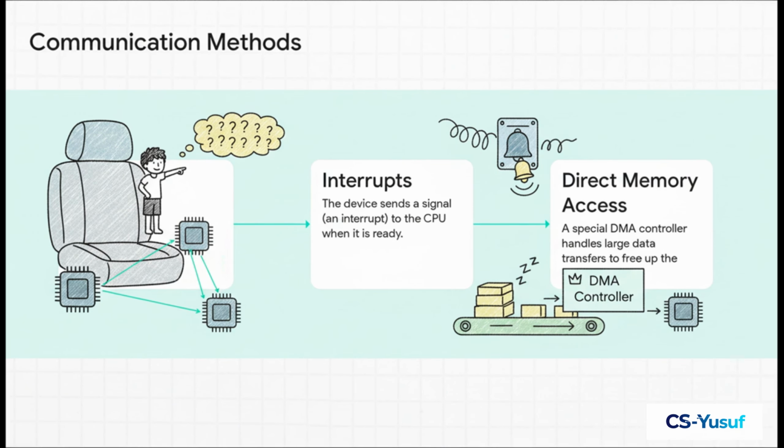Then there's the much, much smarter way, interrupts. This is like a doorbell. The CPU tells the device what to do, goes off and does other useful stuff, and then the device rings the bell when it's done.